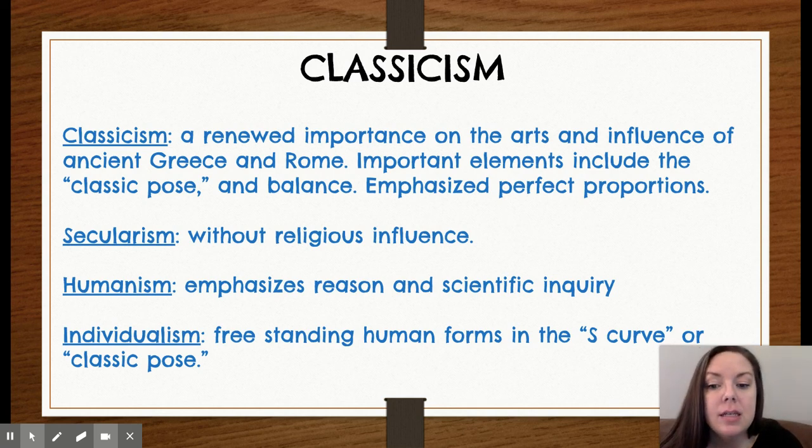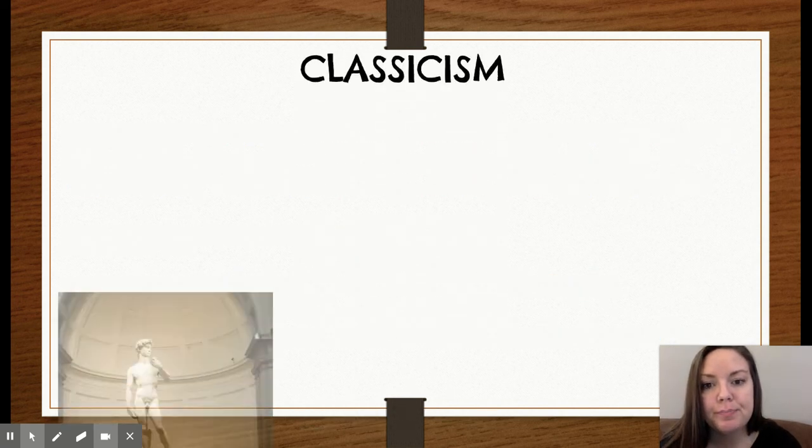Humanism emphasizes the reason and scientific inquiry. So again, focusing on that intellectualism that your mind can figure things out. Individualism, freestanding human form in the S curve or the classic pose. We're going to see that here in a second.